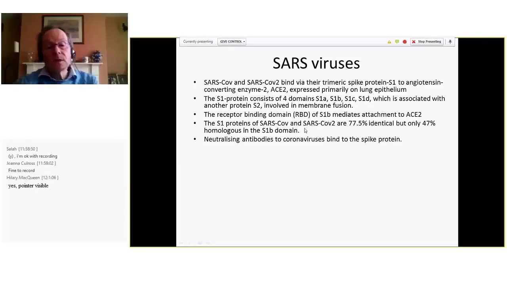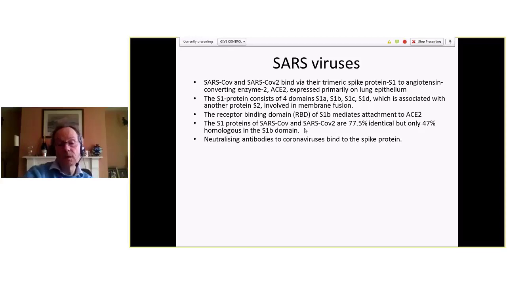And the S1 proteins of SARS, the original SARS virus, and this SARS virus are 77% identical in sequence, but interestingly only 47% homologous in the S1B domain part that is actually binding onto cells. And it has been known that neutralizing antibodies to coronaviruses usually bind to this spike protein. This has been known from the original 2002 epidemic.